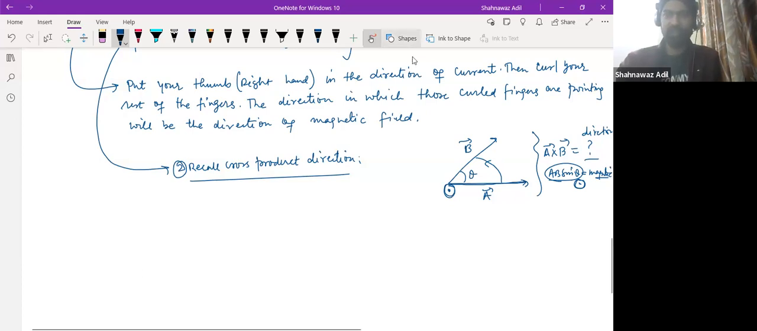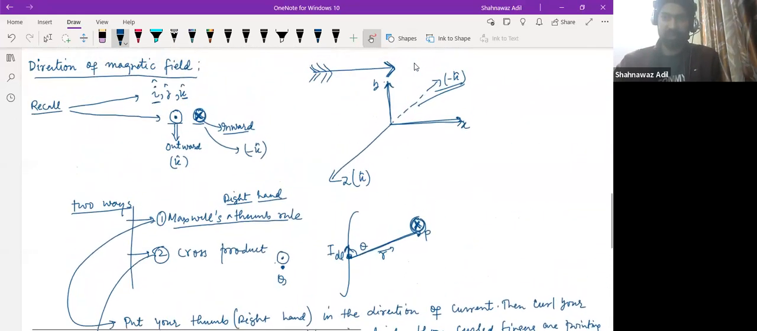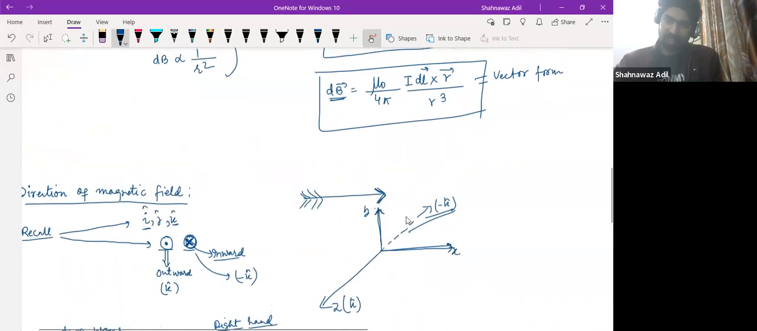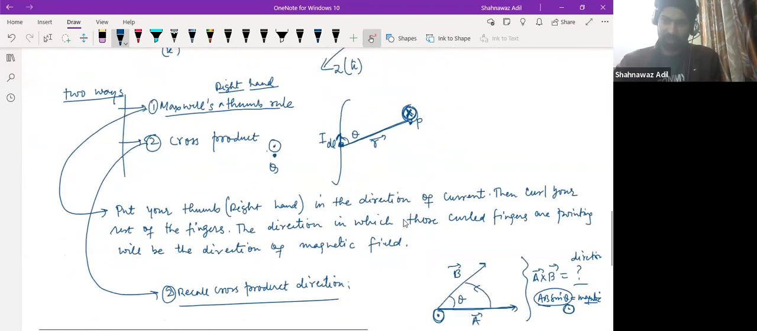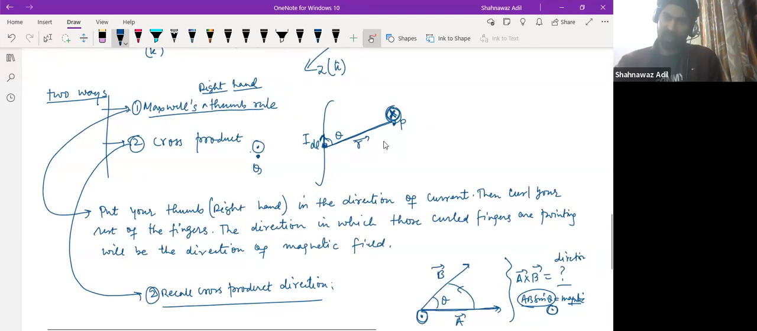Yeah, and this thing we did in the IJK cross product, if you remember it. So now let us understand. You remember that from Maxwell's right hand thumb rule we have got this direction. So from the cross product as well, we should get the same direction, right? Yes, sir. Because the magnetic field direction is unique.